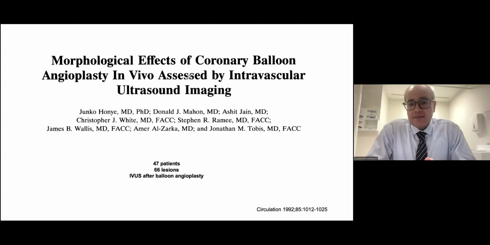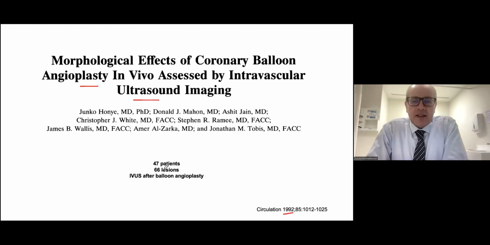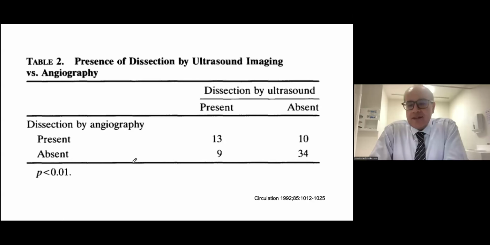So this study was done in 1992, before stents were available. They looked at the morphological effects of coronary balloon angioplasty assessed by IVUS. So these were the early days of IVUS and probably the glory days of regular plain old balloon angioplasties. They looked at 66 lesions, they did balloon angioplasty and an intravascular ultrasound, and they looked at dissection by IVUS and by imaging, and they tried to correlate the extent of the dissection with the chances of restenosis.